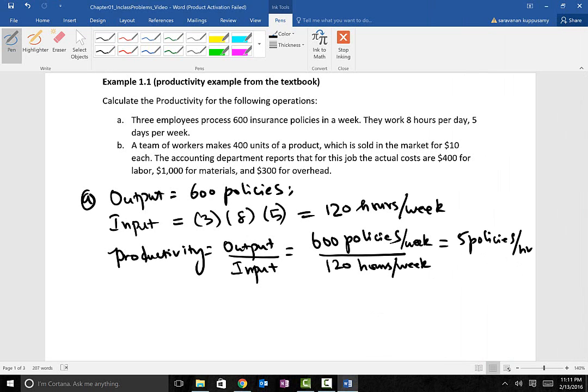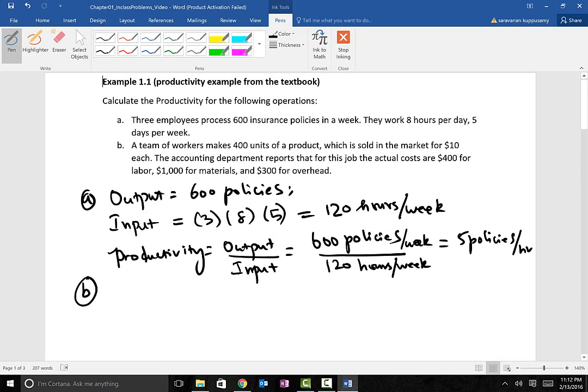So the way to interpret this productivity measure is the following. If an employee spends 1 hour, he or she can actually generate 5 policies. That's the interpretation of this particular number. So let's take a look at part B.